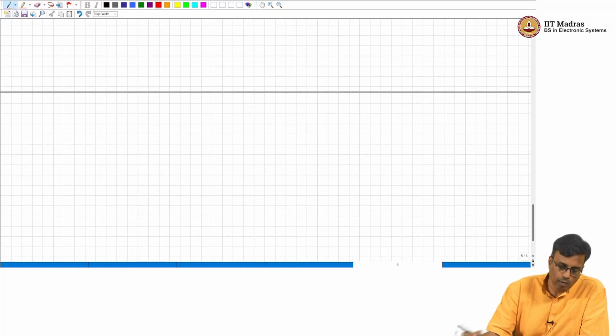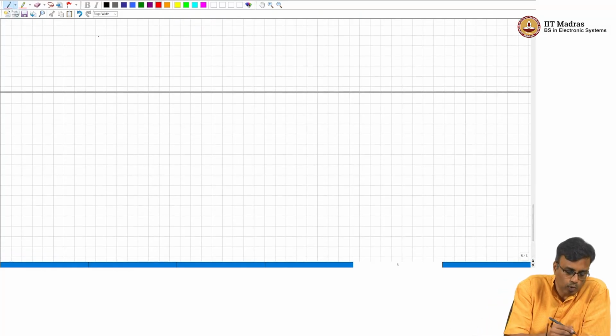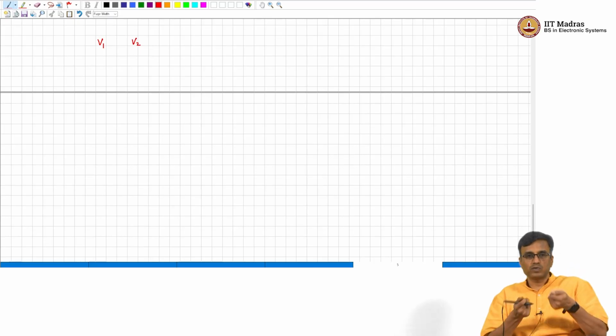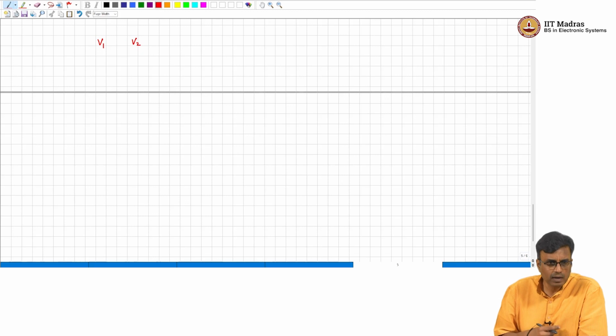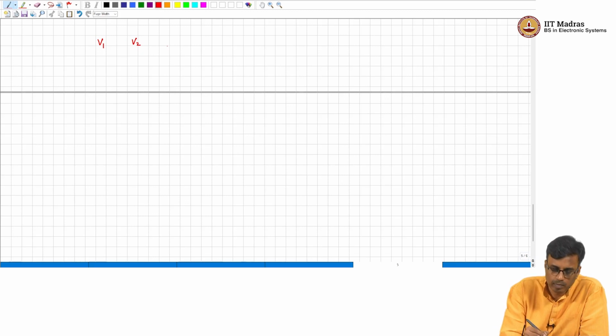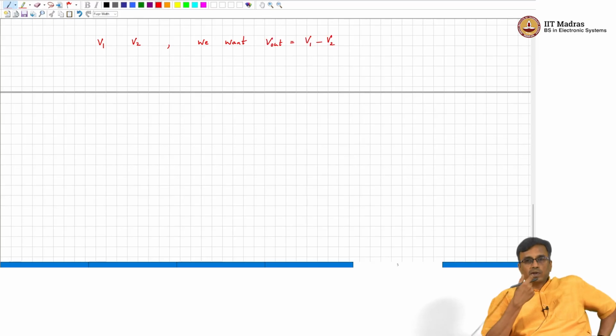Suppose we had two independent voltage sources, V1 and V2. We wanted to generate the difference between V1 and V2. How will we do this?